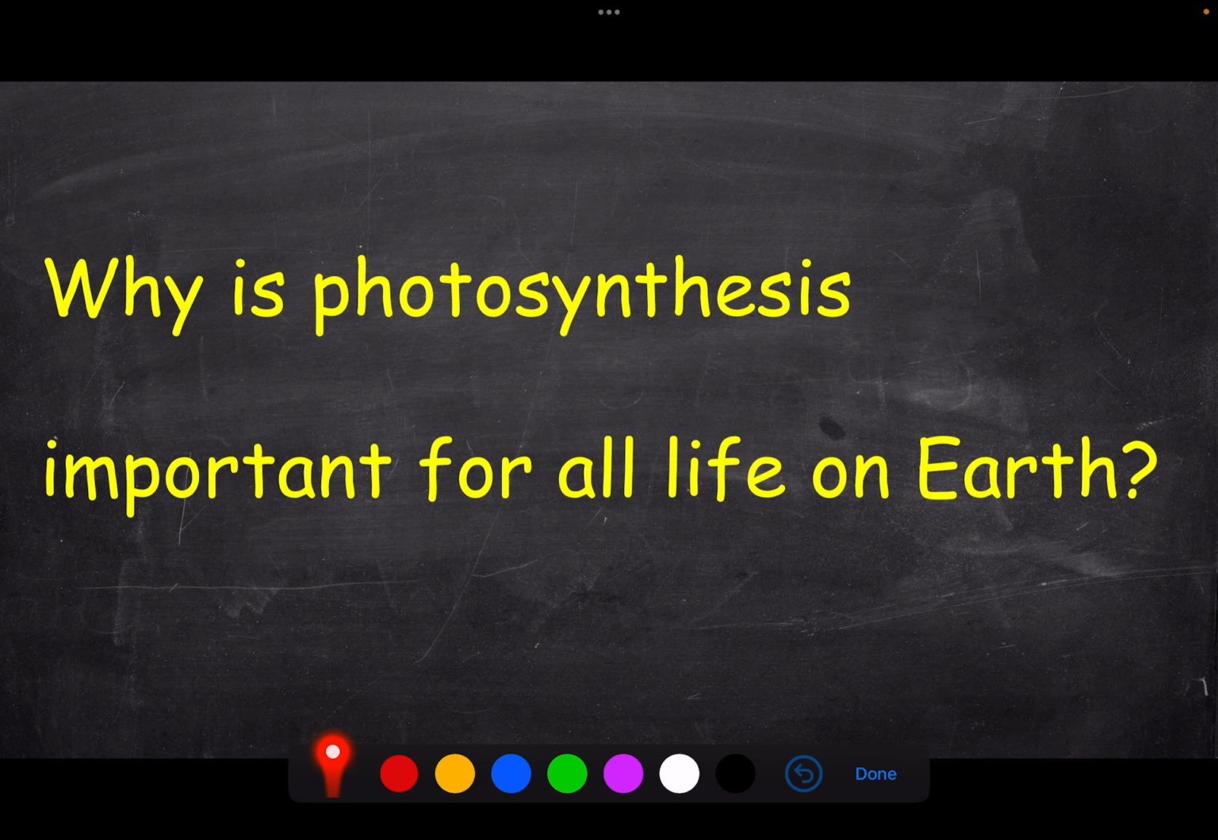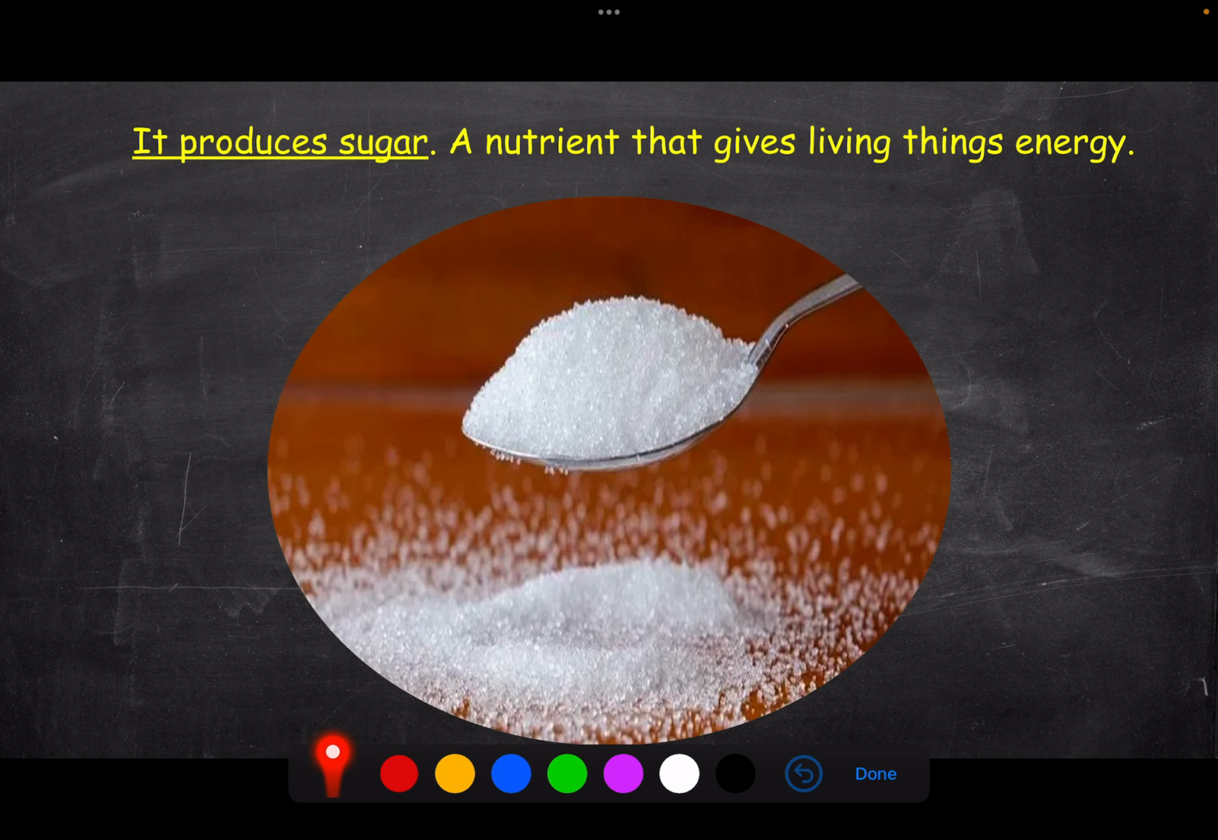So we come to the part where we look at why photosynthesis is important for all life on Earth, not just plants. Well, the first reason is that it produces sugar. And sugar is a nutrient that gives living things energy. In fact, that's how all or most living things on Earth get their energy from sugar, which is exclusively produced by plants or phototrophic organisms.